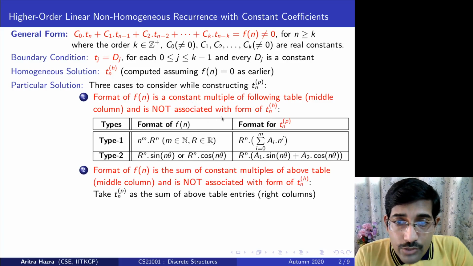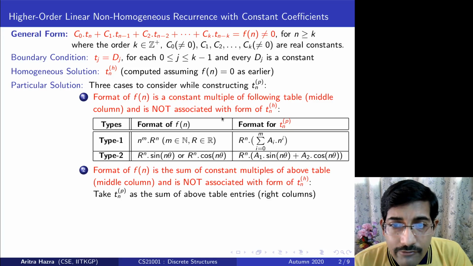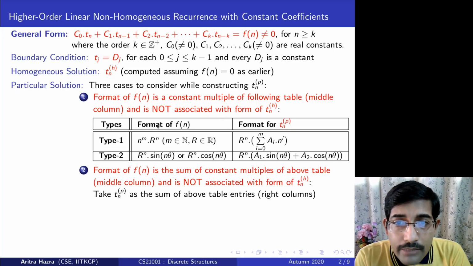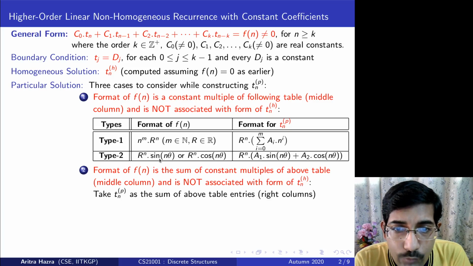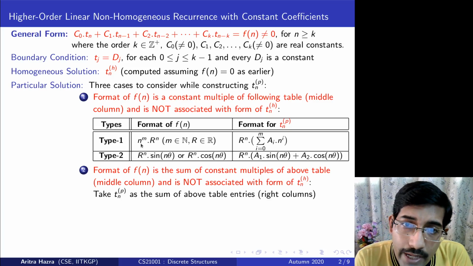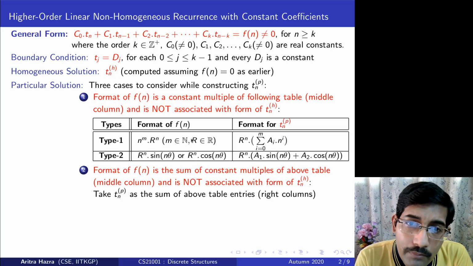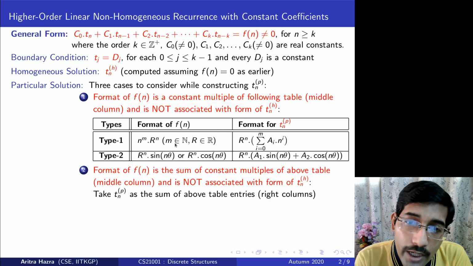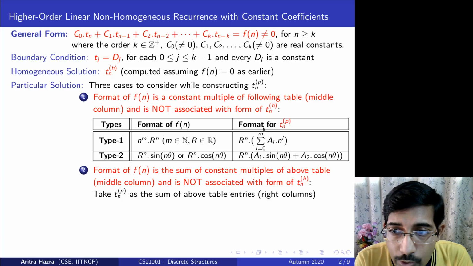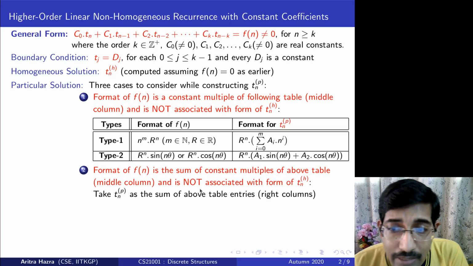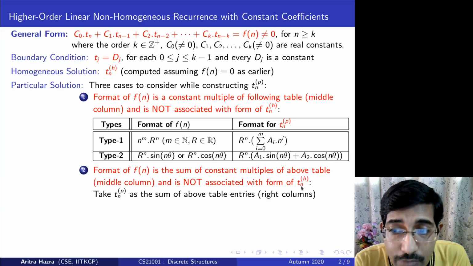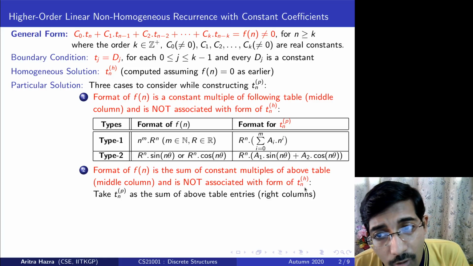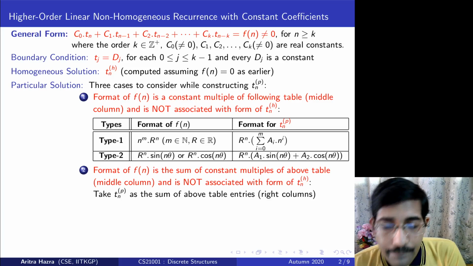We do this way. The other thing is that if Fn is a sum or a constant multiple of the above table, it could be type 1 plus type 2. It could be n² r to the power n plus some constant into some other r1 to the power n. So, in all of these cases, we will try to see what is my TNP and add them, because as it was not associated with any of the homogeneous solution, it is a linearly independent formulation of TNP. So, we can add them.